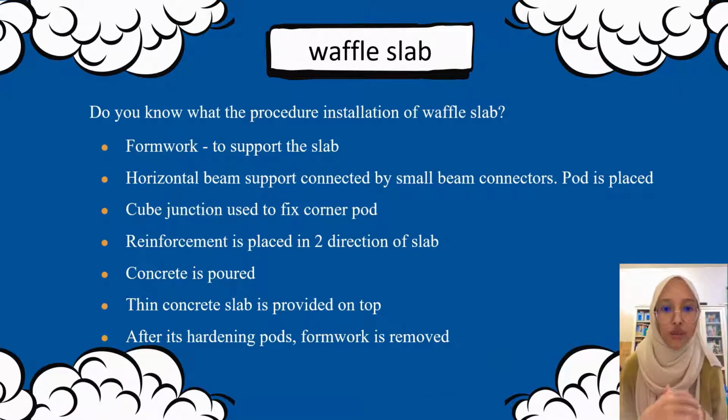Then, in order to construct waffle slab with the in situ method, formwork is required to support the slab. Second step, small beam connectors join the horizontal beam support, forming a square-like structure, in which then ten ports will be put. Third step, tube junctions are used to connect the frame construction to fix the corner of the port. Fourth step, reinforcement is placed in two directions of the slab. Fifth step, concrete is put. Sixth step, a thin concrete slab is placed on top. Seventh step, after it hardens, the formwork is removed.